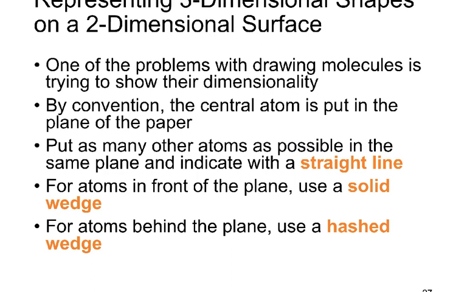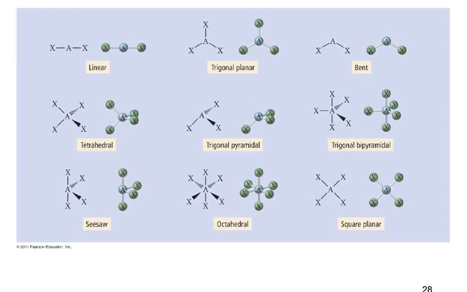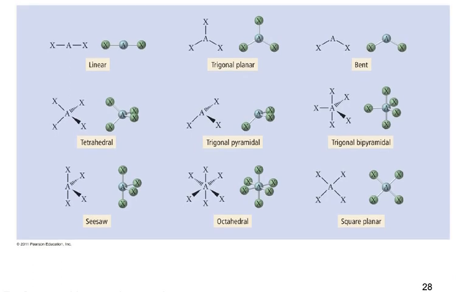Then anything that's going in front of the plane, use a solid wedge. Anything behind the plane, you can use a hashed wedge. So let's look at an example of what it looks like. So you see here, the first 3 are all in one plane, but when you get to tetrahedral, you put your central atom in the plane of the paper.